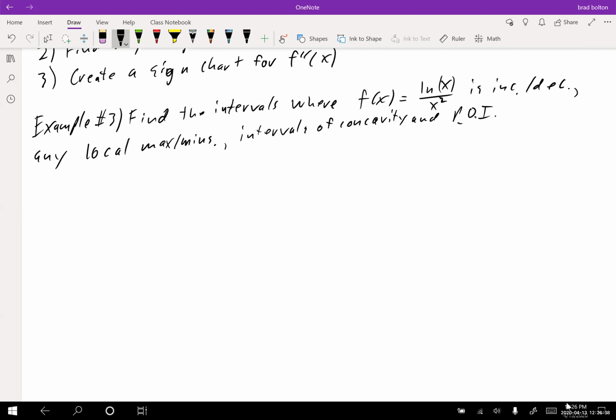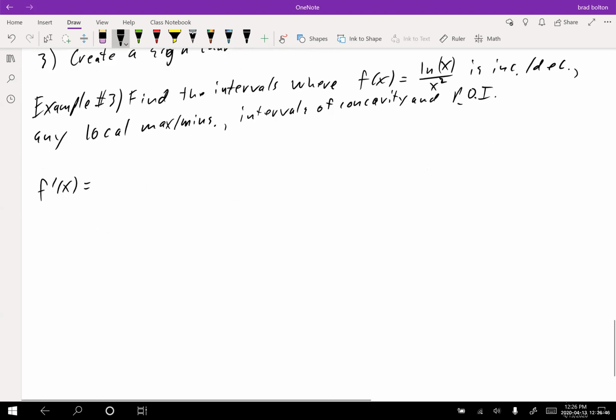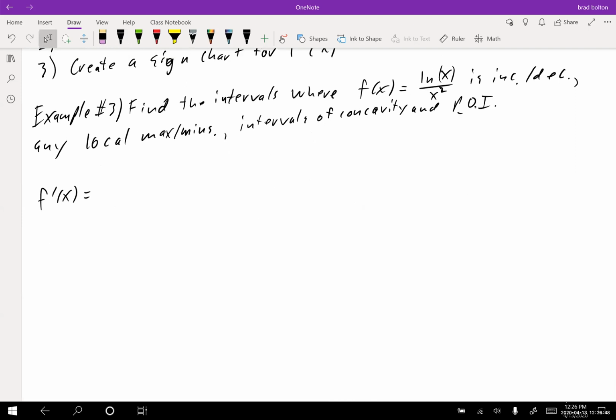Okay. So first thing we need to do, of course, is find the derivative. So f prime of x is equal to, let's see here, we have ln of x. By the way, this is kind of an all-encompassing problem from 4.3. You're finding intervals of increasing, decreasing, you're finding local mins and maxes, and you're also finding intervals of concavity and points of inflection.